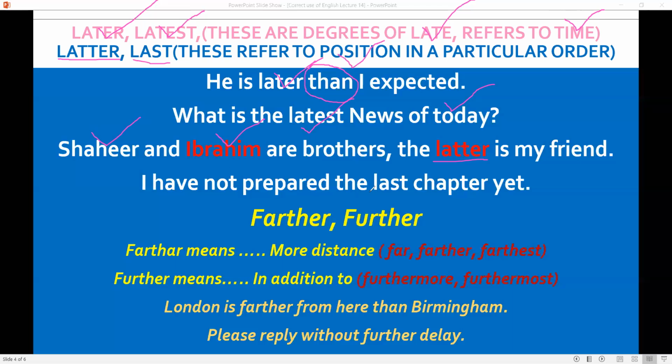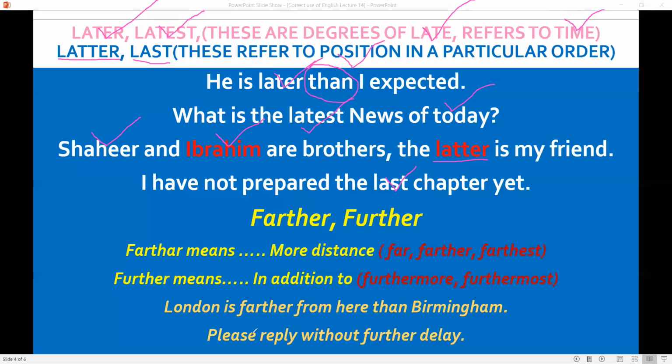I have not prepared the last chapter. Position, order of the book: first, second, third, last. So, order of the things. When you refer to the order or position of the thing, you use latter or last. When you refer to time, you use later and latest.